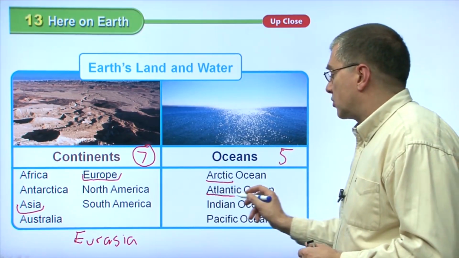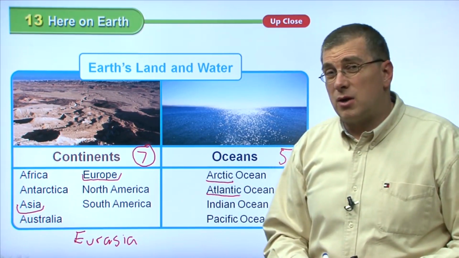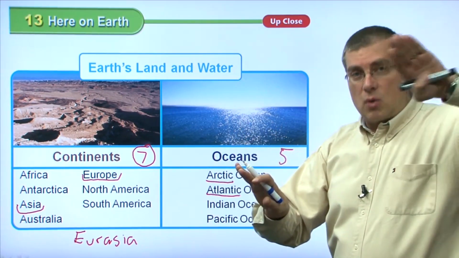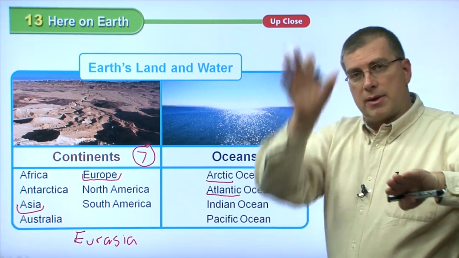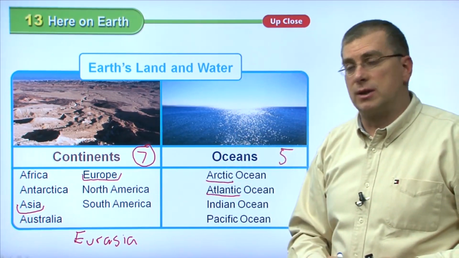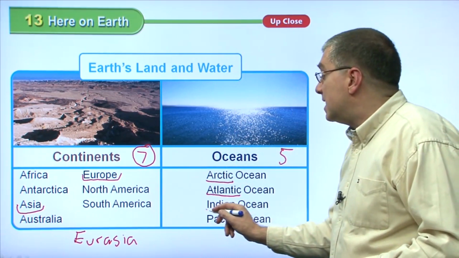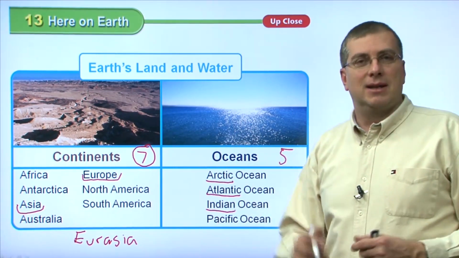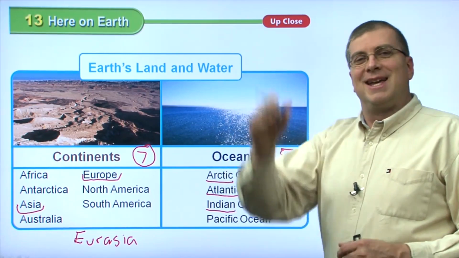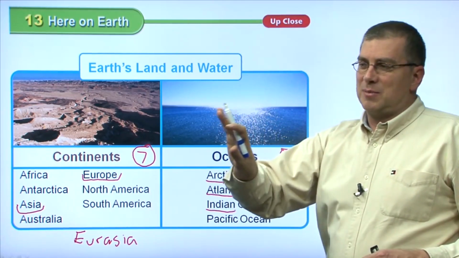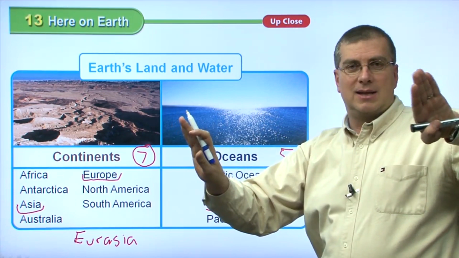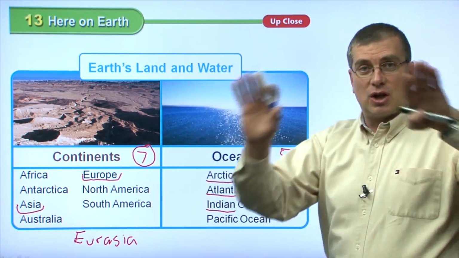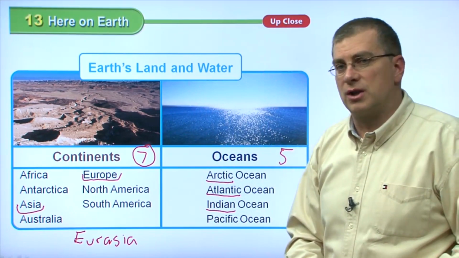The Atlantic Ocean. Where is the Atlantic Ocean? It's between Europe, Africa, and North America and South America. That is the Atlantic Ocean. Then there's the Indian Ocean. Where is the Indian Ocean? Well, that's easy. It's around India, right? It's between Australia and East Africa, right? All that ocean there underneath Asia is called the Indian Ocean.